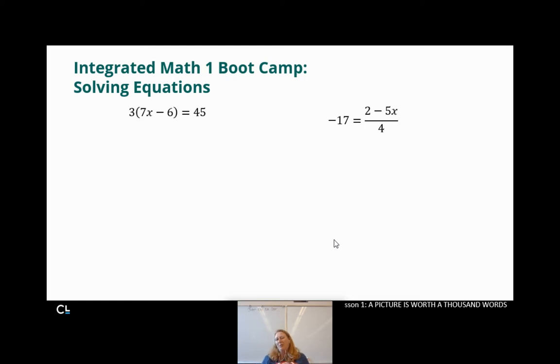I've got 2 more problems. They're a little more complicated, but I think you can do it. Go ahead and hit pause to work these out, and then hit play when you're ready to check your work.